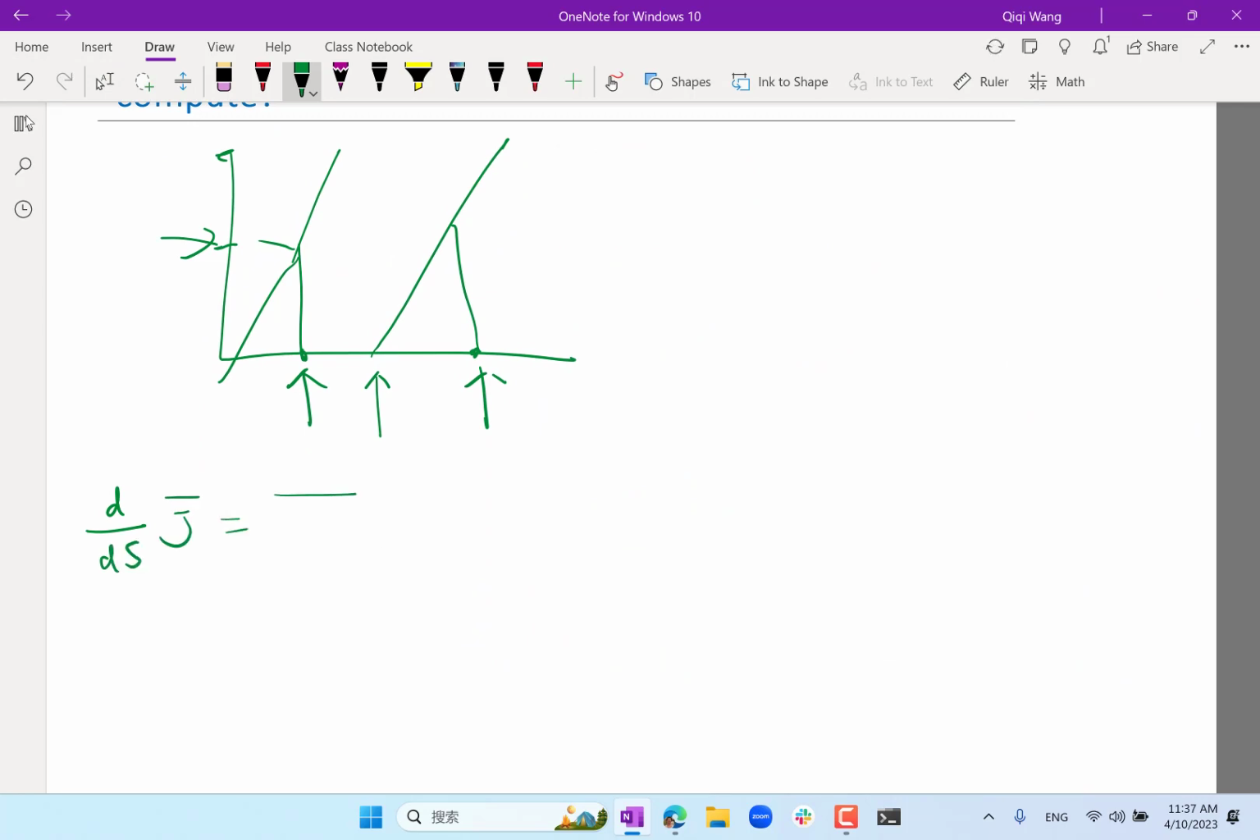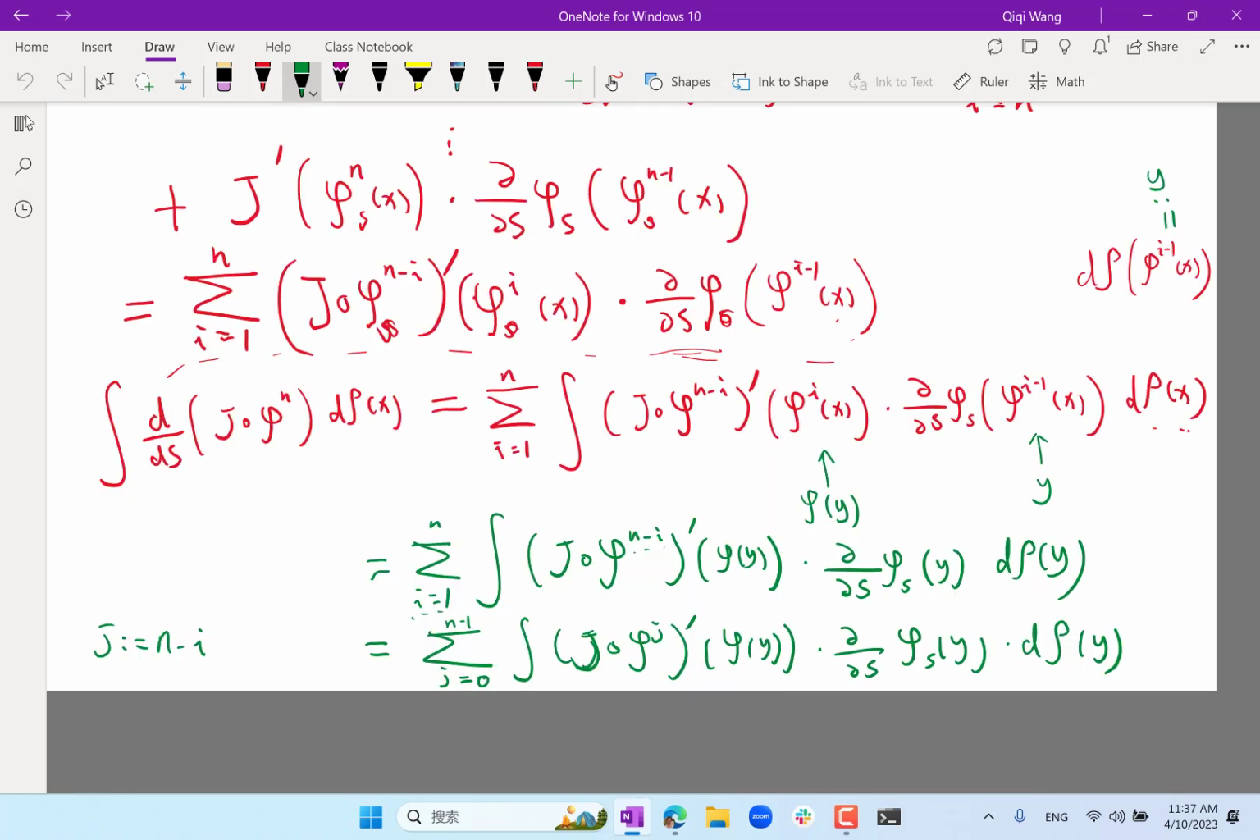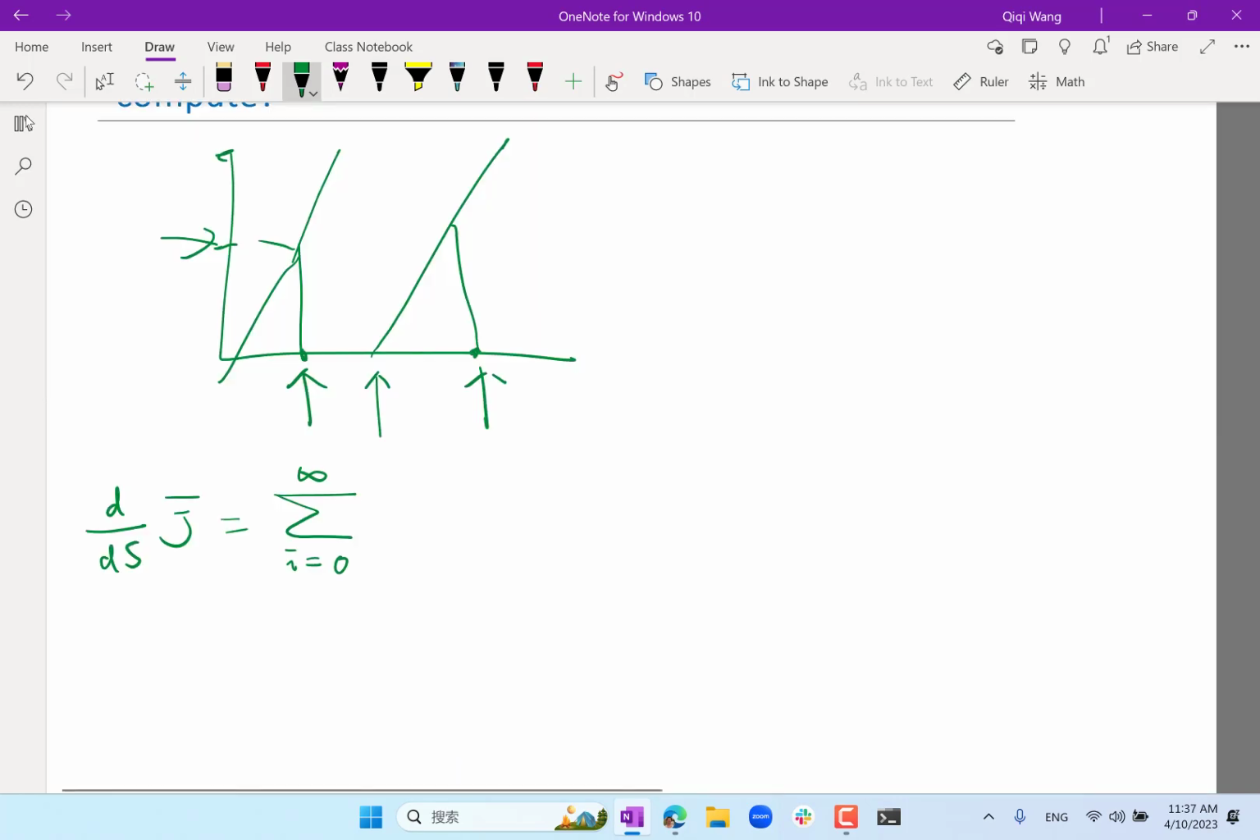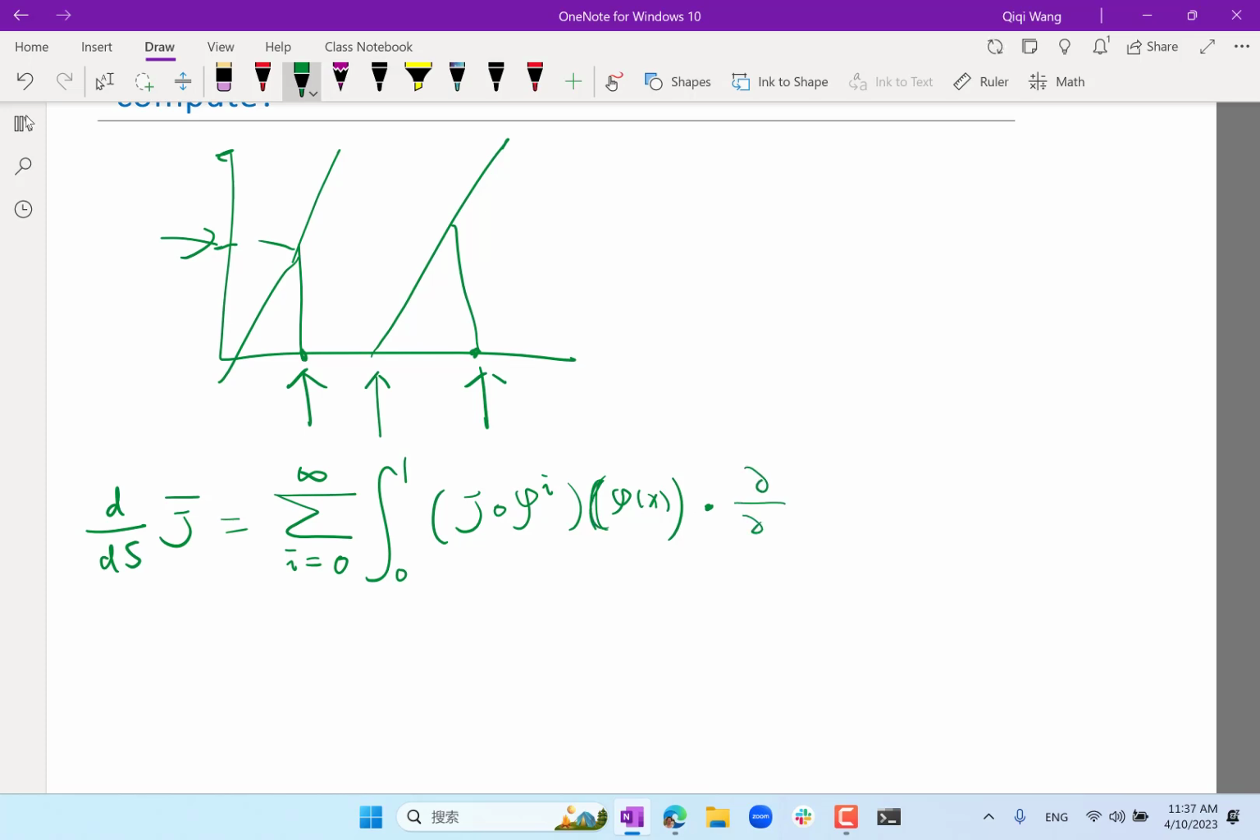DDSJ is equal to the summation, let me still use the index i because I don't want to confuse it with the J here, from 0 to infinity, as we take n goes to infinity. The summation goes all the way to infinity. Integral over the domain, we have J compounded with phi to the ith power, evaluated at phi x, and then times the perturbation in the map. So changing the map itself, right?